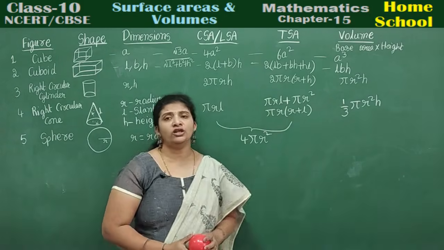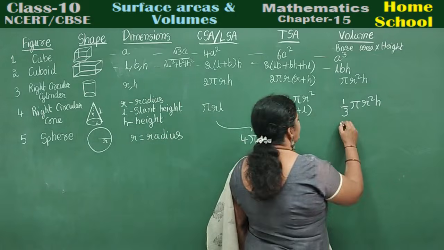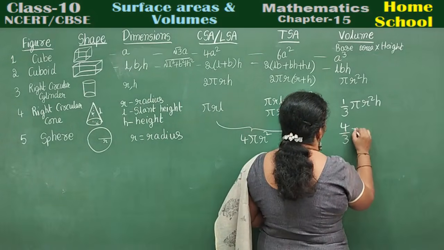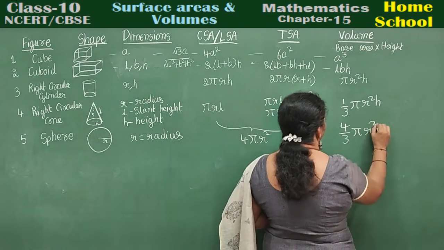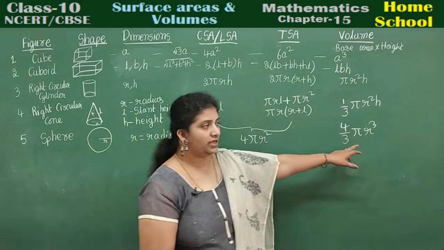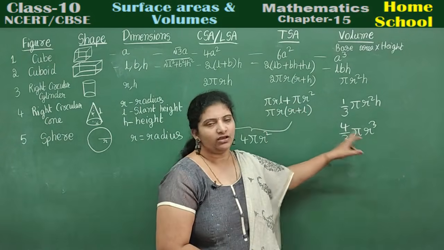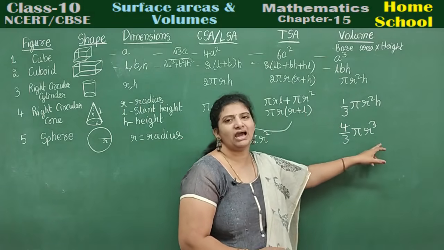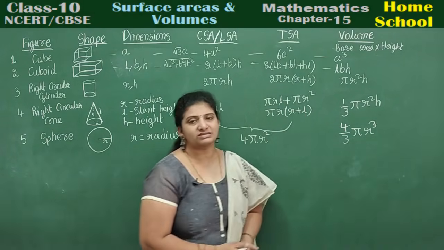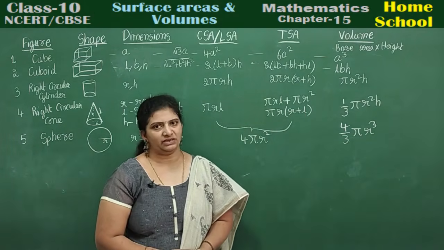Then coming to volume, we remember it as 4/3 pi r cube. Remember here, children, radius cube will be there. 4 by 3 pi r cube cubic units is the volume of a sphere.